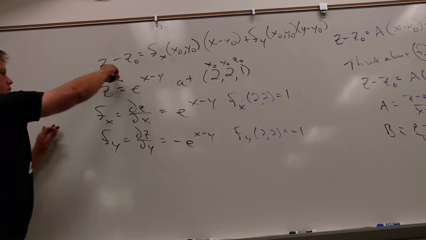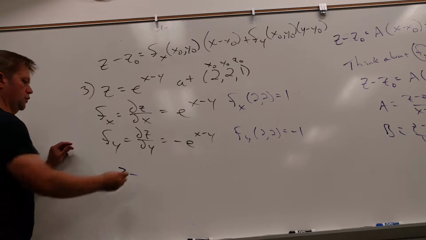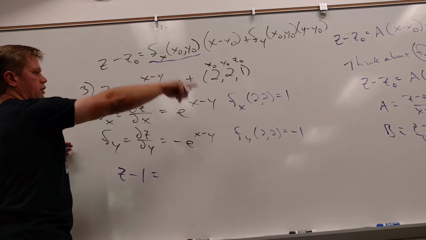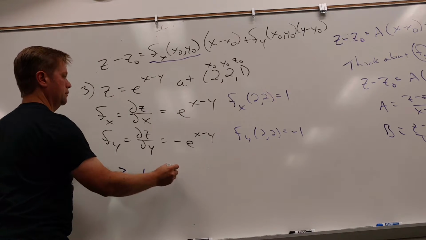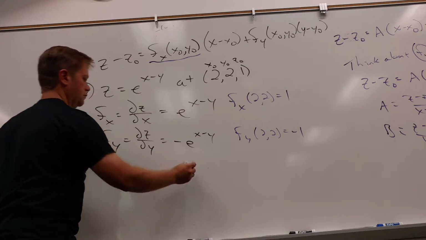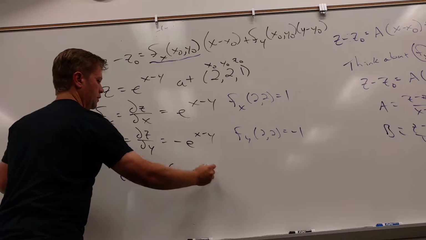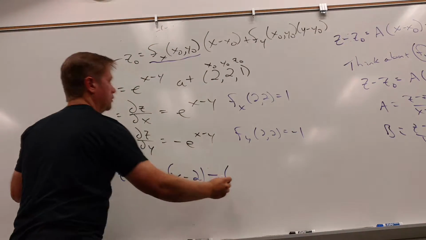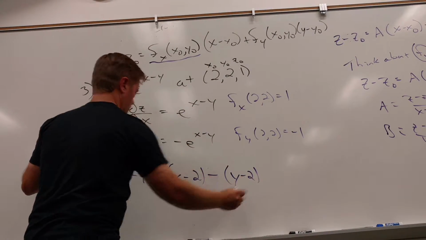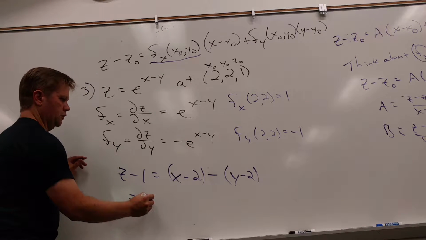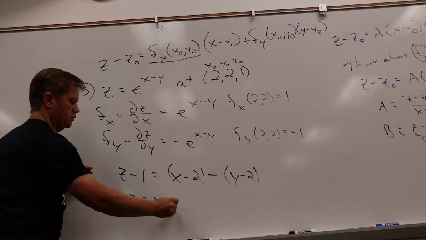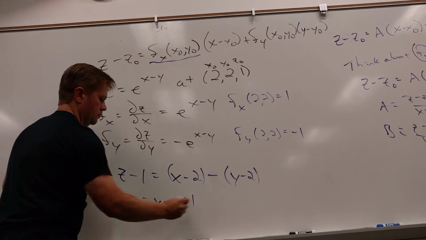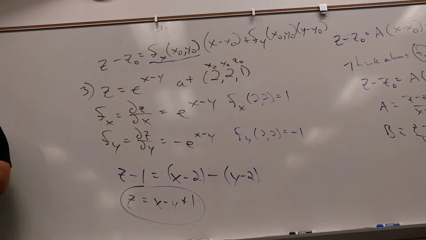Alright, I'll catch up to you guys. So it'll be z minus 1 equals 1 times x minus 2. I'll just do that just because. Plus fy, and fy is negative 1, so minus y minus 2. So z equals x minus y plus 1, because the negative 2 plus 2 goes away. Alright, now, let me stop there for a second.